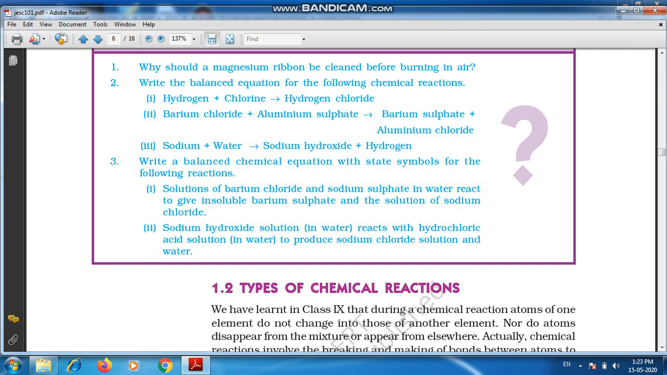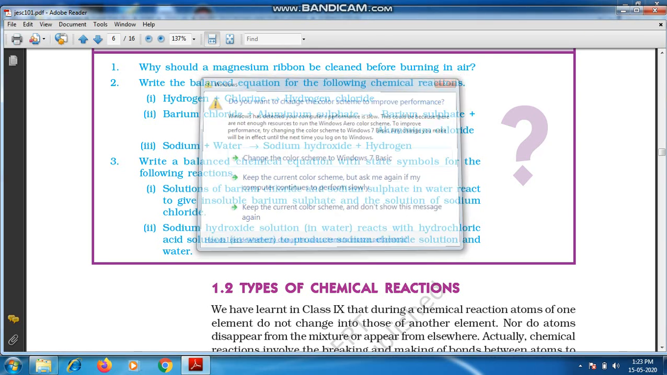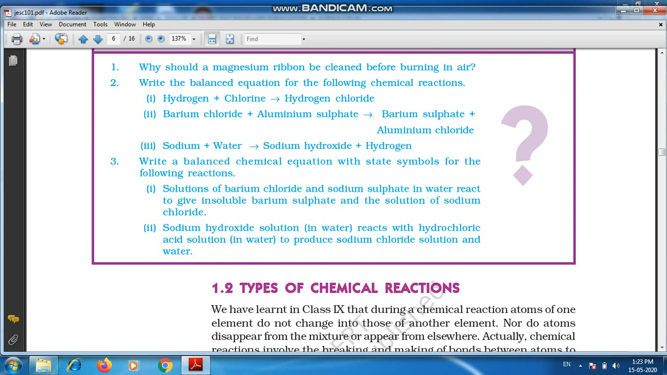First initially we'll see the solution of it, and then we'll go for the other chapter's concept, that is, types of chemical equations.